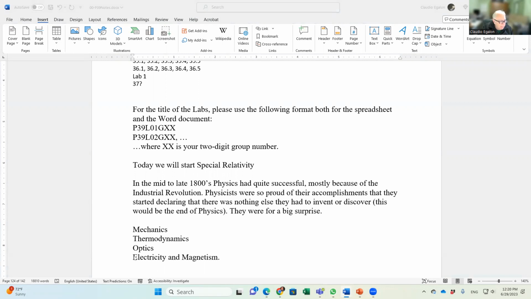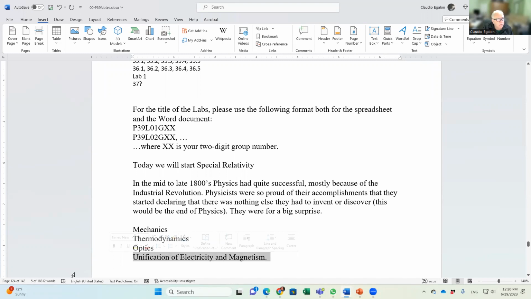That's what we call the unification, right? Unification of electricity and magnetism. Right now, we are trying to do the same thing with every science, every physical science, the theory of everything. They managed to do the unification of electricity and magnetism back in the 1800s.